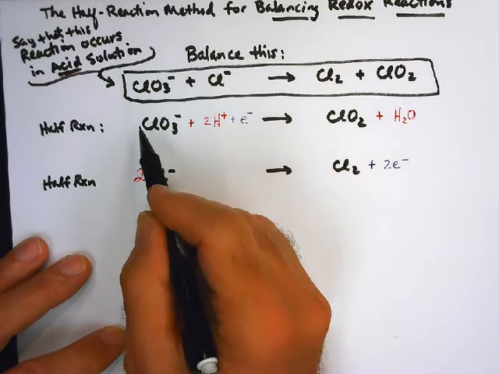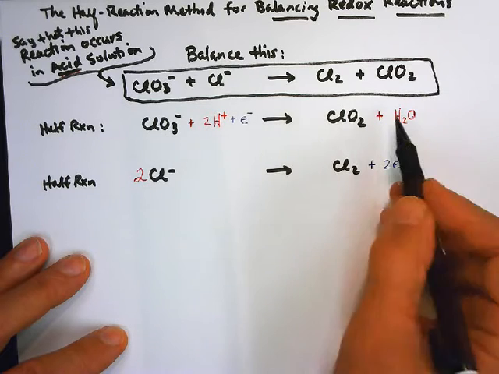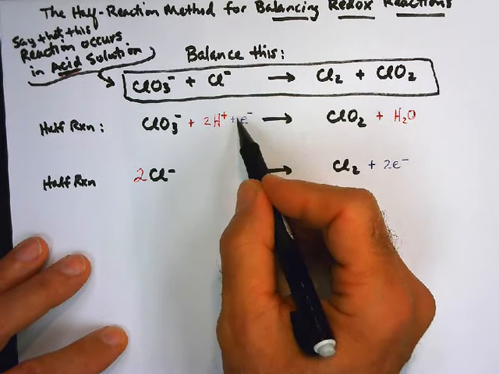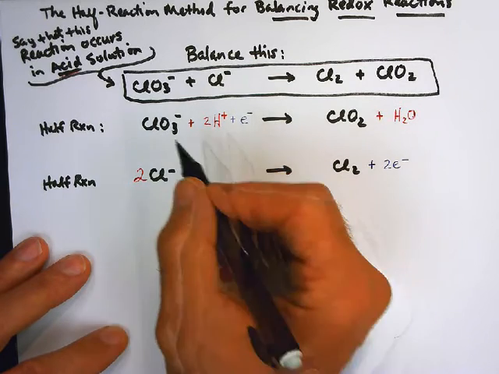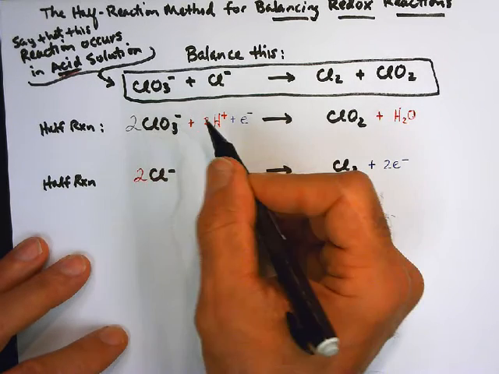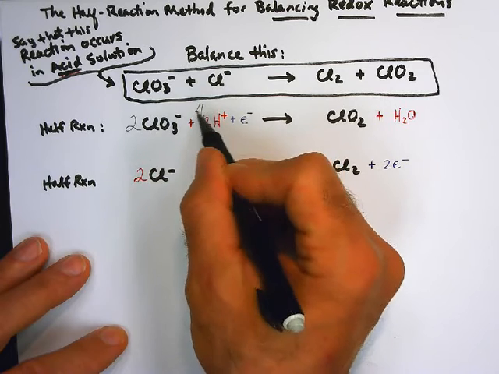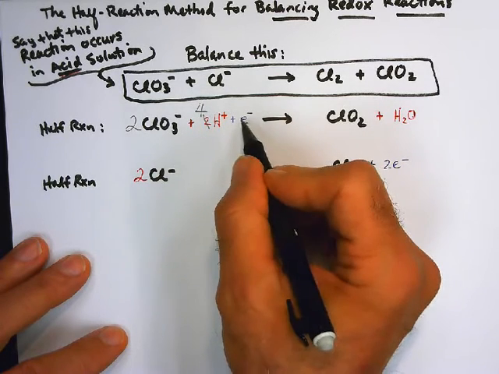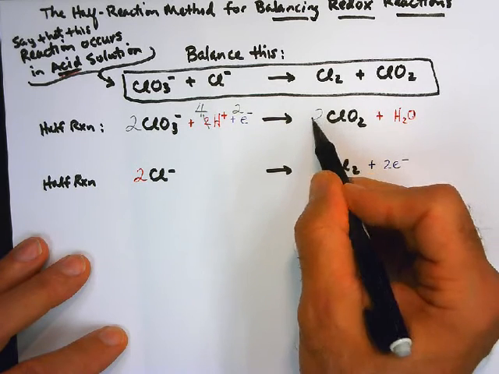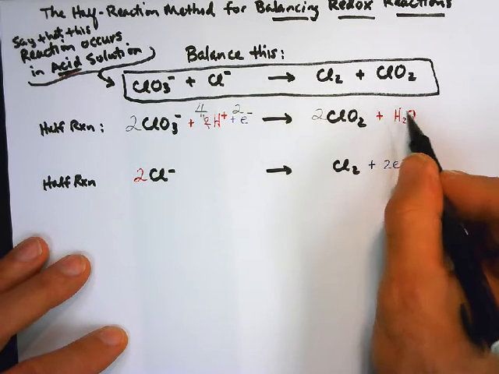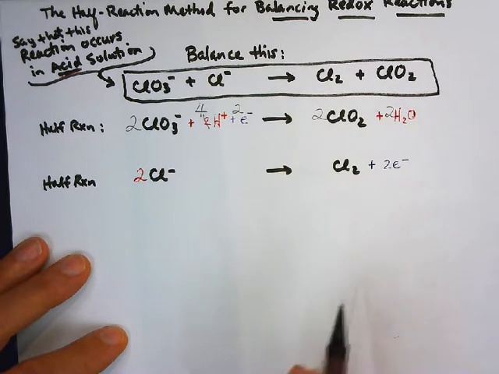I'm going to need to multiply every term in this first half reaction by 2, so I can end up with 2 electrons in this first half reaction. So 2 times 1 gives me 2. 2 times 2 gives me 4 hydrogen ions. 2 times 1 gives me 2 electrons there. 2 times 1 gives me 2 here. And 2 times 1 water gives me 2 there.